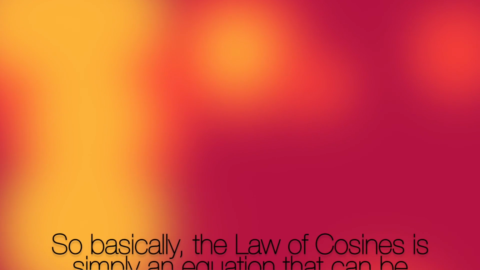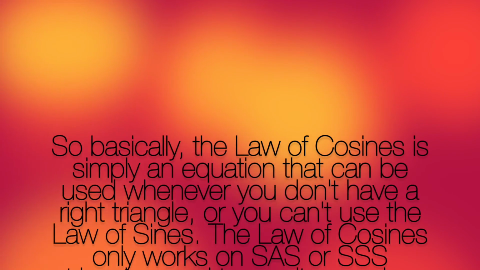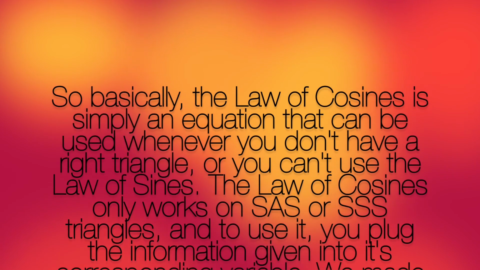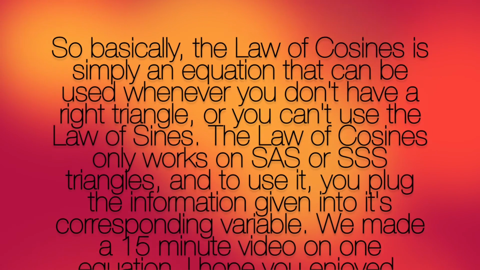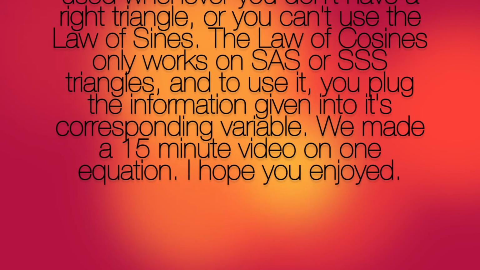So basically, the law of cosines is simply an equation that can be used whenever you don't have a right triangle or you can't use the law of sines. The law of cosines only works on side angle side or side side side triangles, and to use it, you plug the information given into its corresponding variable.